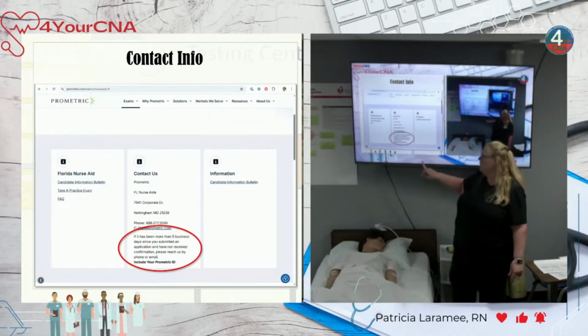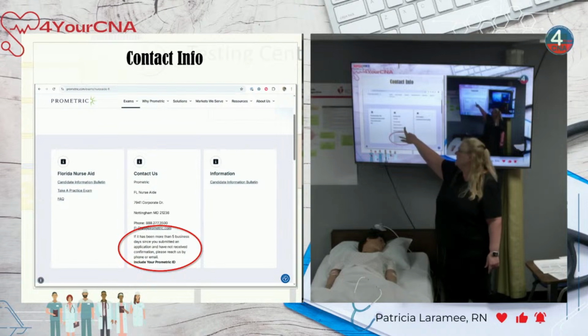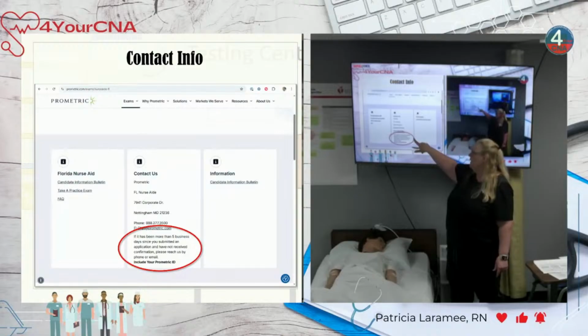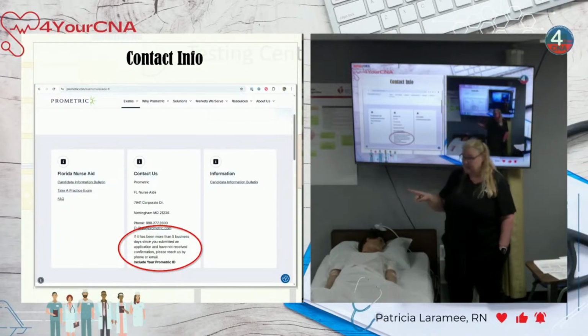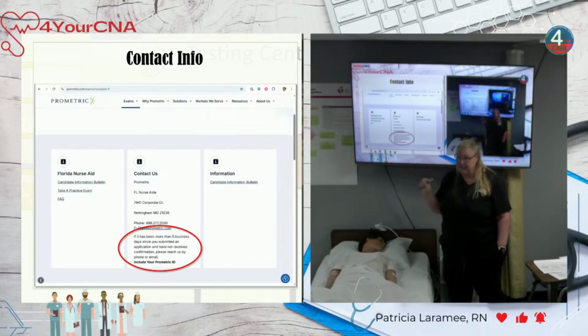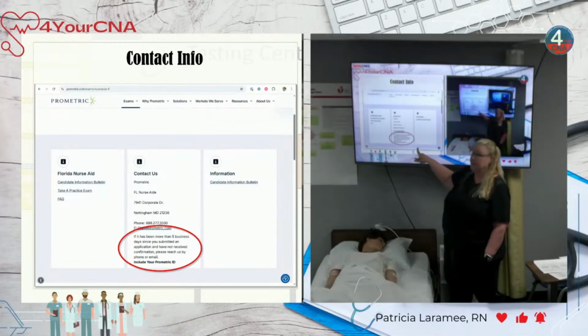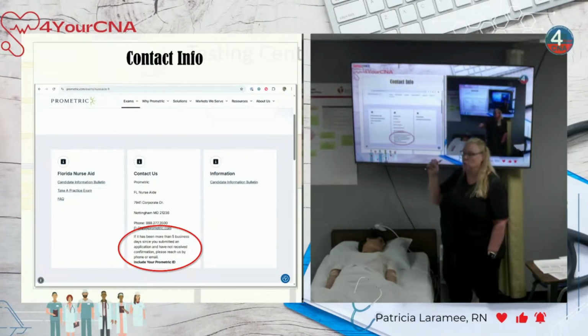First thing I want you to know is how to contact Prometric. This is on their website. It has their contact information. But I want you to pay attention to this circled area. It says, if it has been more than 5 business days since you submitted an application and you did not receive any emails from Prometric, you need to contact them because something went wrong. Either there's a typo in your email address, or it went to your spam folder, or it got blocked, or whatever. You need to contact them.